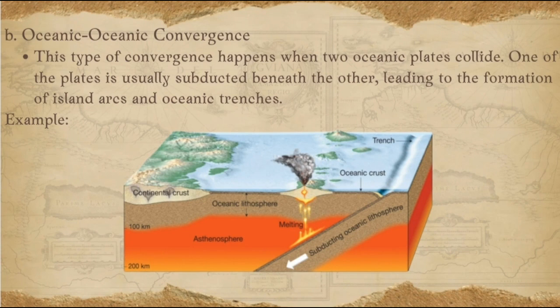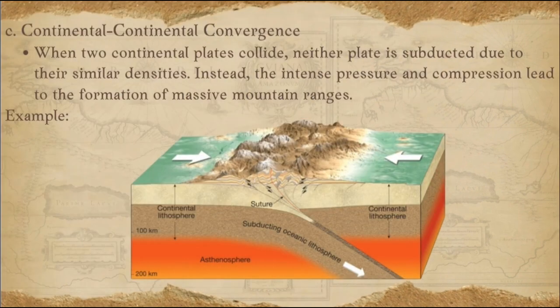Now, for the oceanic-oceanic convergence, this type of convergence happens when two oceanic plates collide. One of the plates is usually subducted beneath the other, leading to the formation of island arcs and oceanic trenches. Volcanic activity is common in this type of boundary. Now, for the third one, which is continental-continental convergence, this occurs when two continental plates collide. Neither plate is subducted due to their similar densities, which means the intense pressure and compression lead to the formation of massive mountain ranges. Earthquakes are common in this region due to the powerful forces generated during the collision.